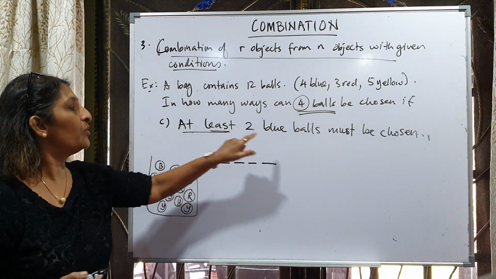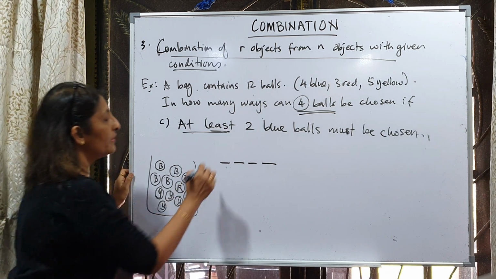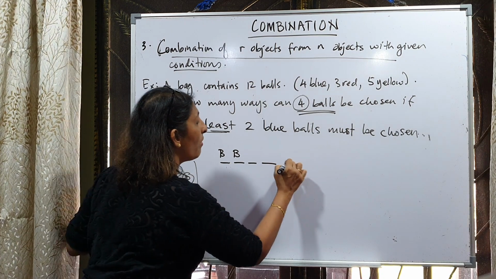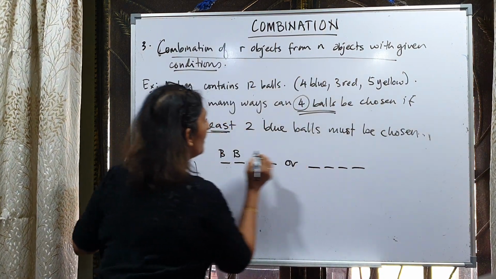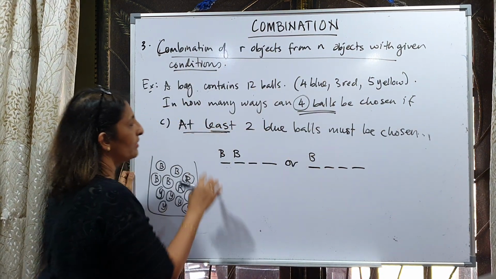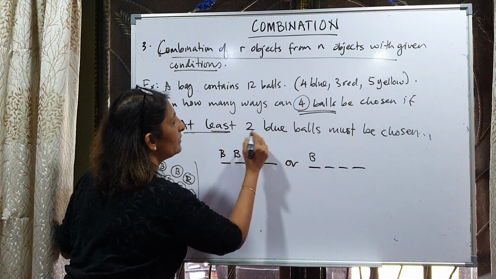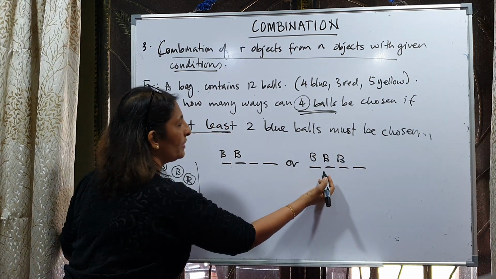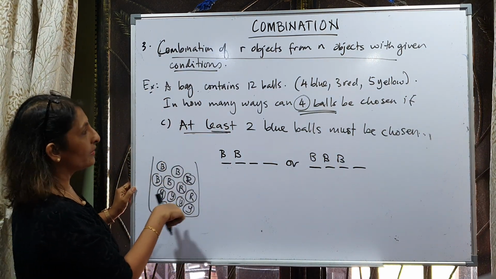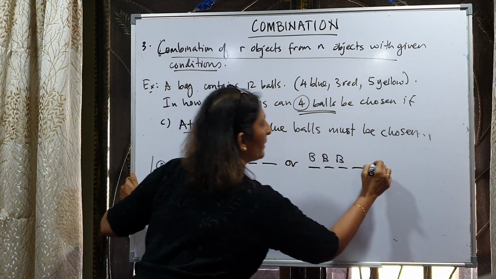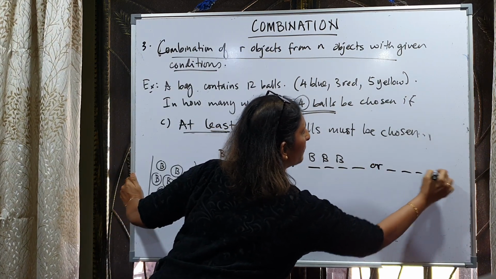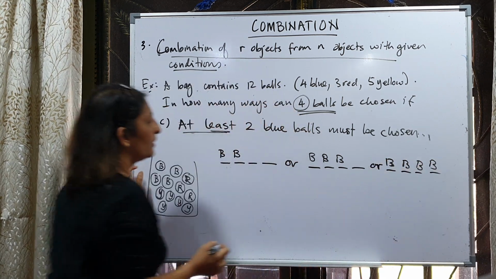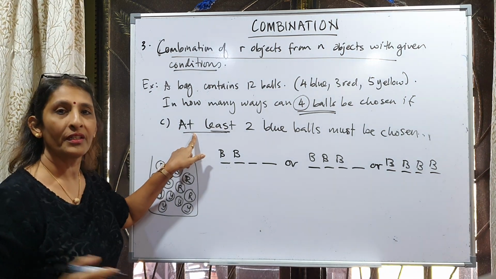Okay, at least 2 blue balls must be chosen. So that means you have to fix 1 blue here, 1 blue. This is 2. At least 2 means 2 or more. Blue, blue, blue. 2, 3. Do we have enough 4 balls here? Yes, we do. So we can do another one. 2, 3, 4. Blue, blue, blue, blue. All 4 blue. Do they all fulfill the condition here?